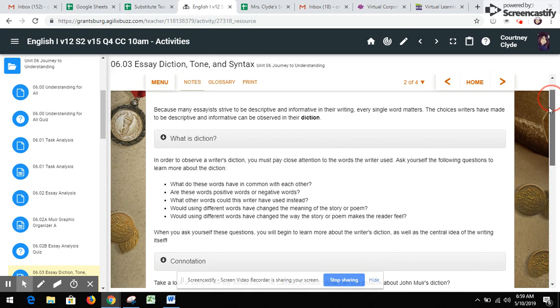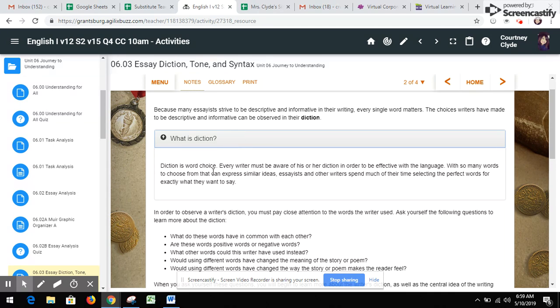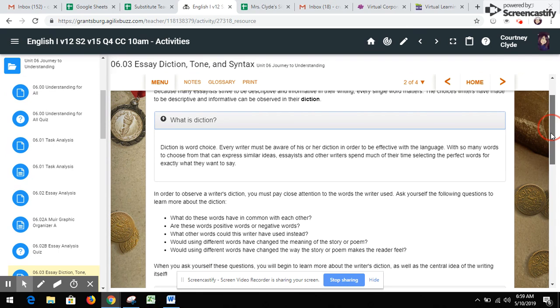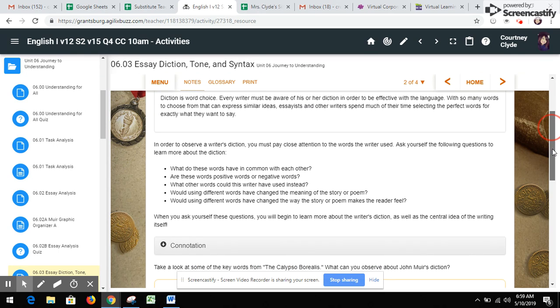So it says, because many essayists, remember essayists are people who write essays, strive to be descriptive and informative in their writing, every single word matters. The choices writers have made to be descriptive and informative can be considered in their diction or their word choice, right? So what is diction? Again, it's word choice. Okay? It's about selecting the exact, perfect, precise word to show exactly what you want to say.